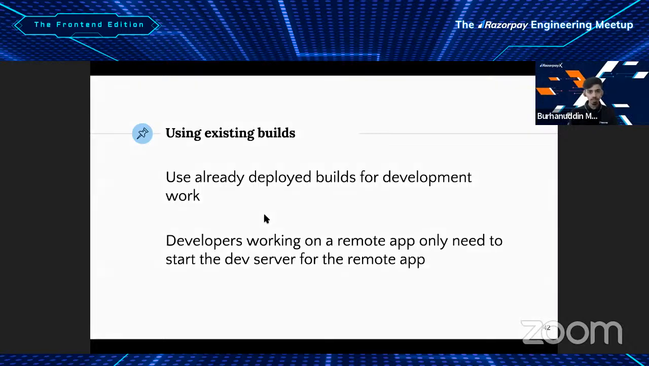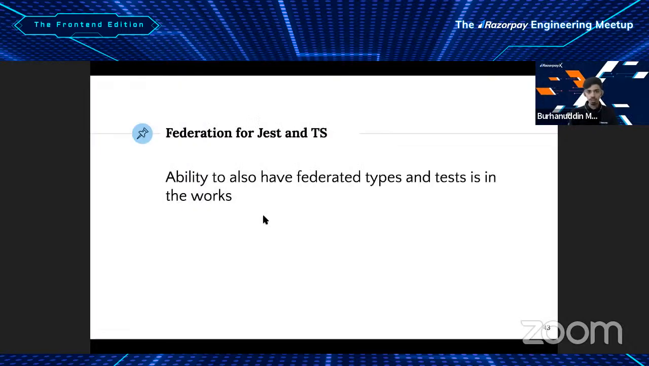Right. The other thing is federation for Jest and TS. We already discussed how to run it locally and in CI. It involves cloning both repositories, which is not a very fun thing to do. Interestingly, I have some news for you here. The author of Module Federation released another plugin called Federated Types, which allows you to share types with Module Federation. So that has solved a huge problem.